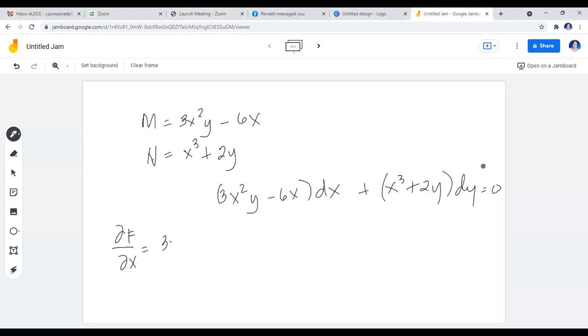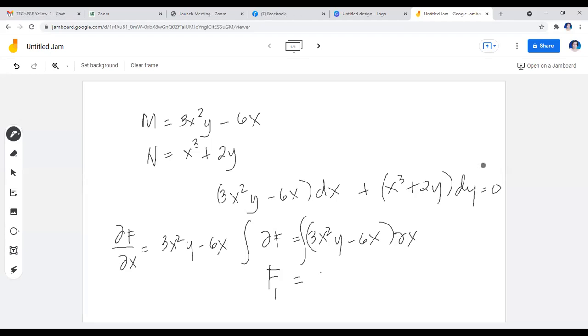Now, of course, I need to copy my M. After this, I will have the partial derivative of f equated to 3x squared y minus 6x, and we will have the partial differential of x. Then we will integrate, and you will have f. I'd like to have a subscript 1 here. F1 is equal to, since you are integrating with respect to x, x cubed y minus 3x squared. That's F1.